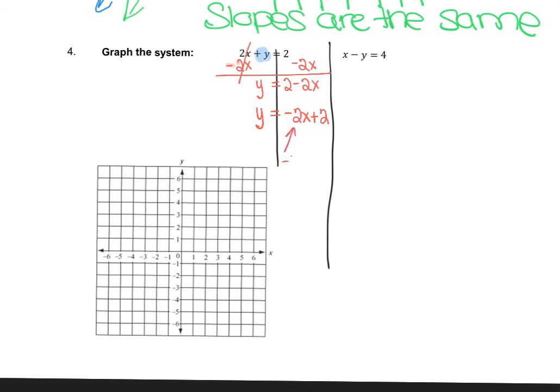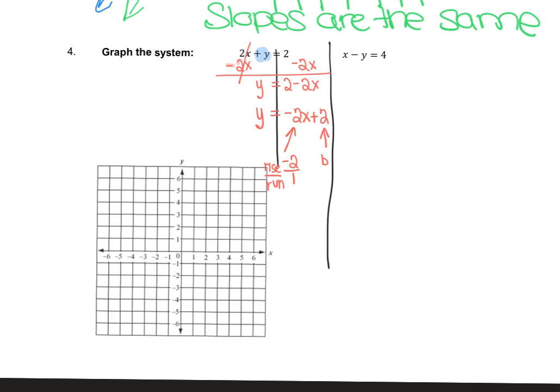Our m is negative 2. We throw it over a 1 because we always want our m, or our slope, to be a fraction. So that's our rise over our run. And our b is just positive 2. And we are ready to go with that one.